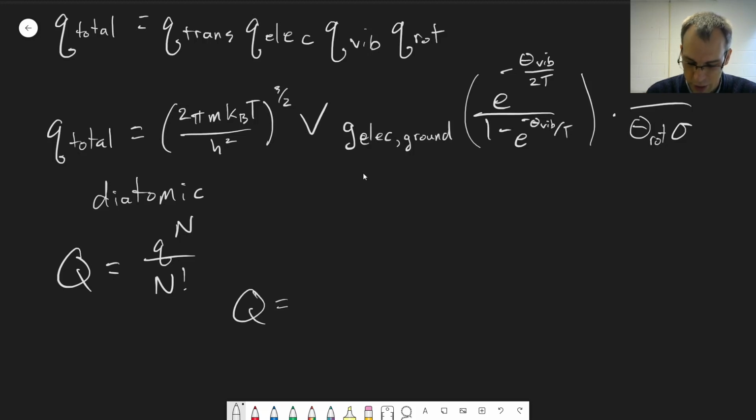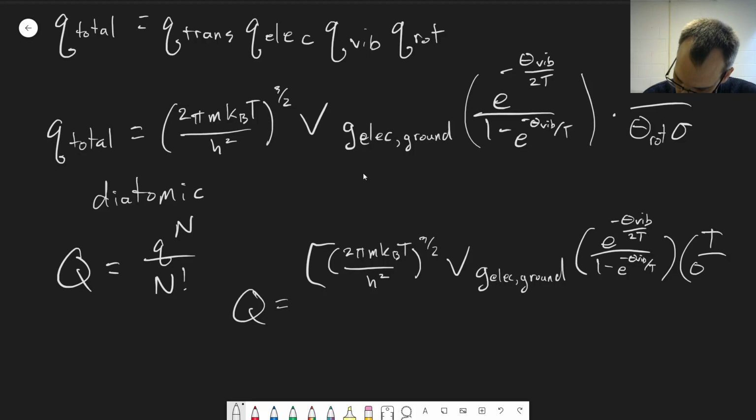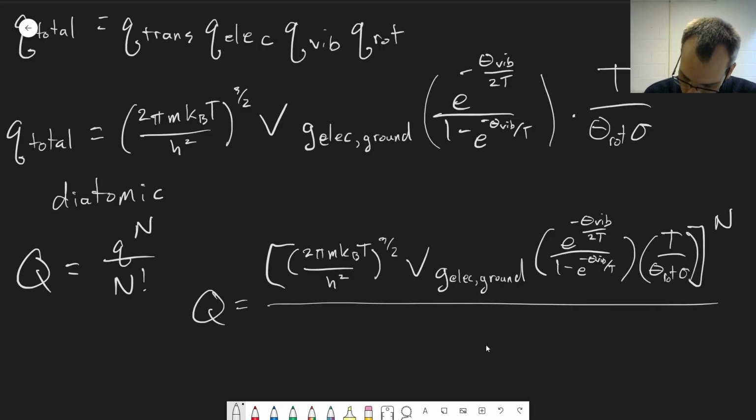Big Q for our system is all these things: (2 pi m k_B T over h squared) raised to the 3/2 times V times g electronic for the ground state times e to the minus theta vib over 2T divided by 1 minus e to the minus theta vib over T times T over theta rotation times sigma, all that raised to the N power. Let me just move this over a little bit so I can do that better. Divided by N factorial. And that is our system partition function.